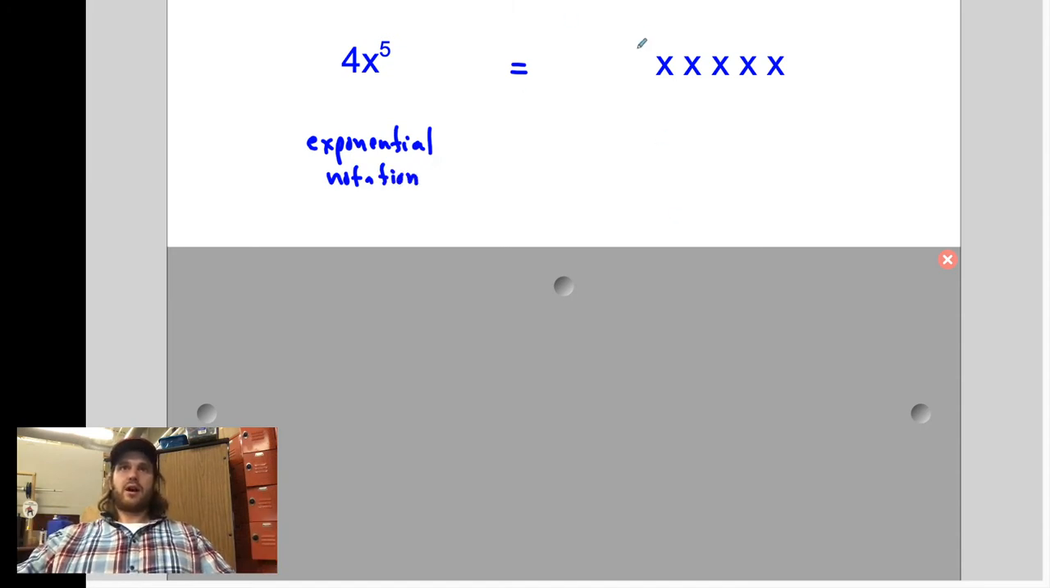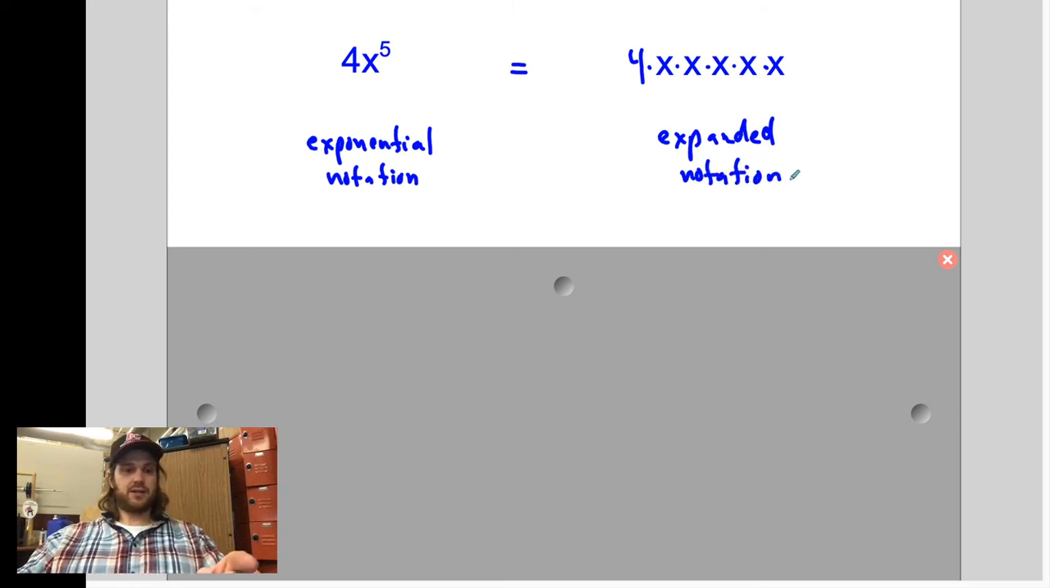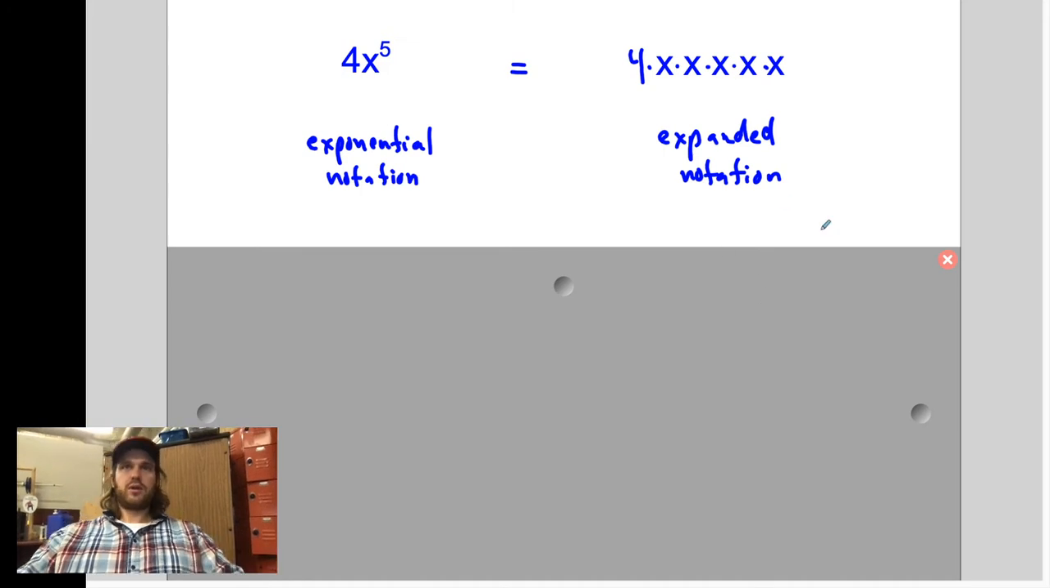Over here, this would be 4 times x times x times x times x times x. This is expanded notation. I almost forgot that. You thought I was going to forget, didn't you? I didn't. Let the record show.